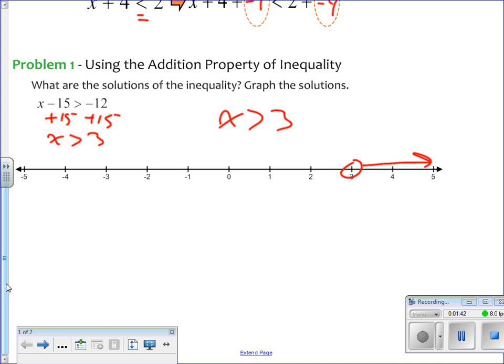When you are graphing, if it is a less than or greater than, you have an open circle. If it's less than or equal to, greater than or equal to, you have a filled-in circle. If it has the extra line underneath, you have the extra ink in the circle because it can be that number. X can't be 3, but it can be everything larger than 3.